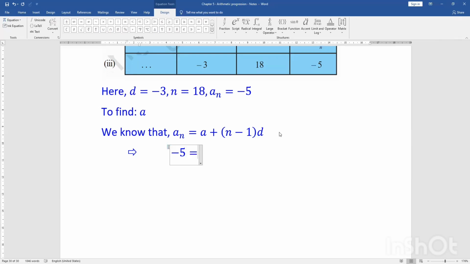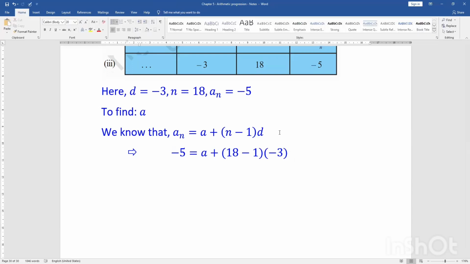Do you know the value of a? I don't know, so I just keep it as it is, plus n value. n value is 18 minus 1 into d value is -3. So here, when you write -3, make sure that you enclose it in brackets.